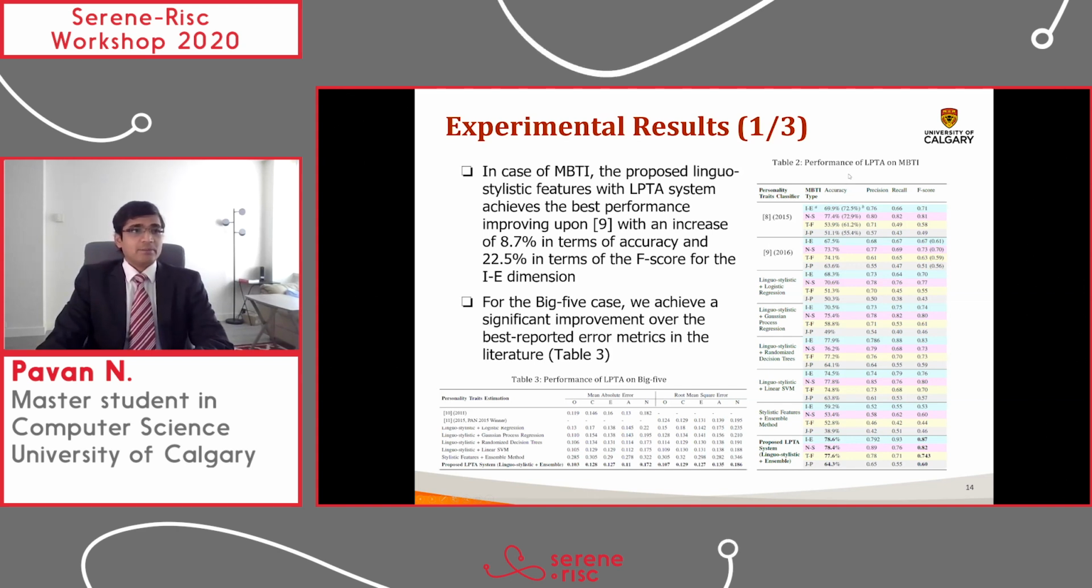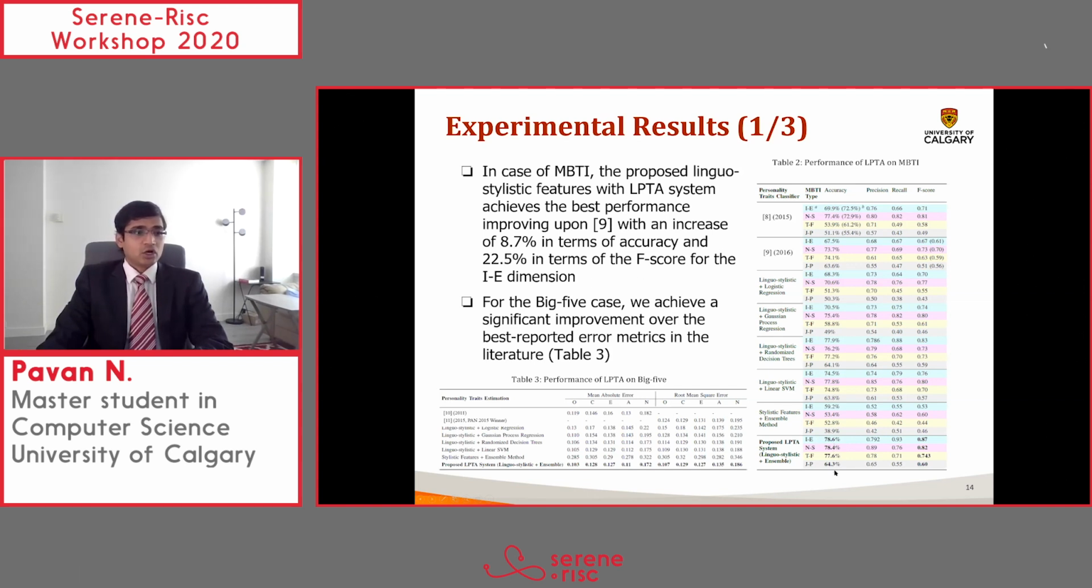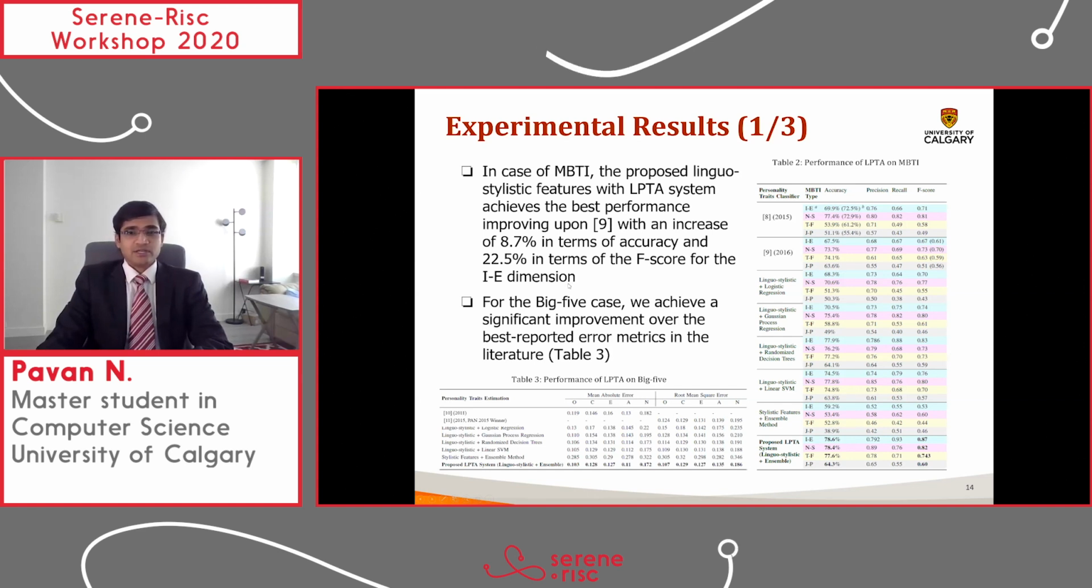For the MBTI personality traits, our model was able to increase the accuracy of the introversion extroversion dimension by 8.7%. We are just reporting the best result here. It gave better accuracy across all the dimensions, but the biggest increase was across the I and E dimension, which is the introverted extroverted dimension, and that was 8.7% in terms of accuracy and 22.5% in terms of F-score. F-score was the best. Previous was 0.71, and we were able to get it up to 0.87.